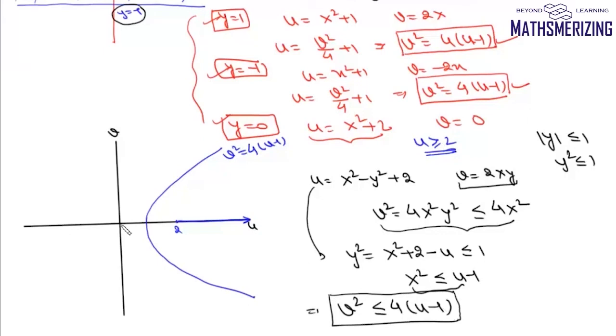So if we take any point, say the origin, if we put v as 0 and u as 0, we'll get 0 is less than or equal to minus 4, which is incorrect. So that means we are talking about a region other than the origin. So the sketch of the output space is this parabola and the points lying inside of this parabola. And that is the answer to this question.